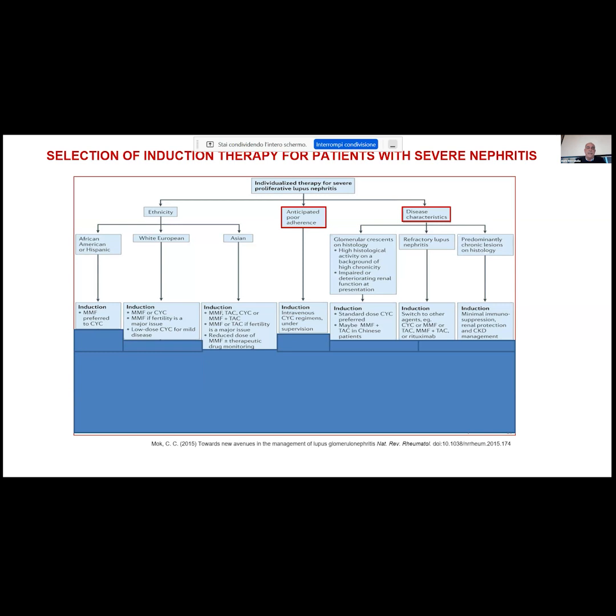In the NIH scheme that proved to be quite effective also in very severe lupus nephritis. In case of refractory lupus nephritis, B-cell depletion therapy, and when predominantly chronic lesions on histology are present, immunosuppression should be very minimal.